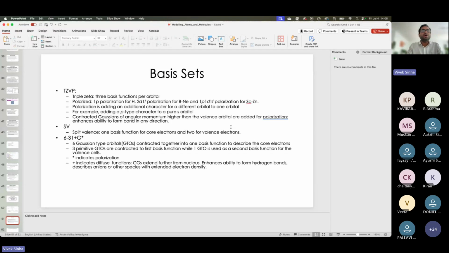And then we have different kinds of functionals. You might have heard of triple zeta or double zeta functionals. A triple zeta means that there are three basis functions provided per orbital. They're also polarized, depending on what kind of polarization function you use. It essentially adds a character of a different orbital to one orbital so that they can bond with each other. And then there are contracted Gaussians with angular momentum higher than the valence that are added for polarization, which enhances the ability to form bonding in any direction.